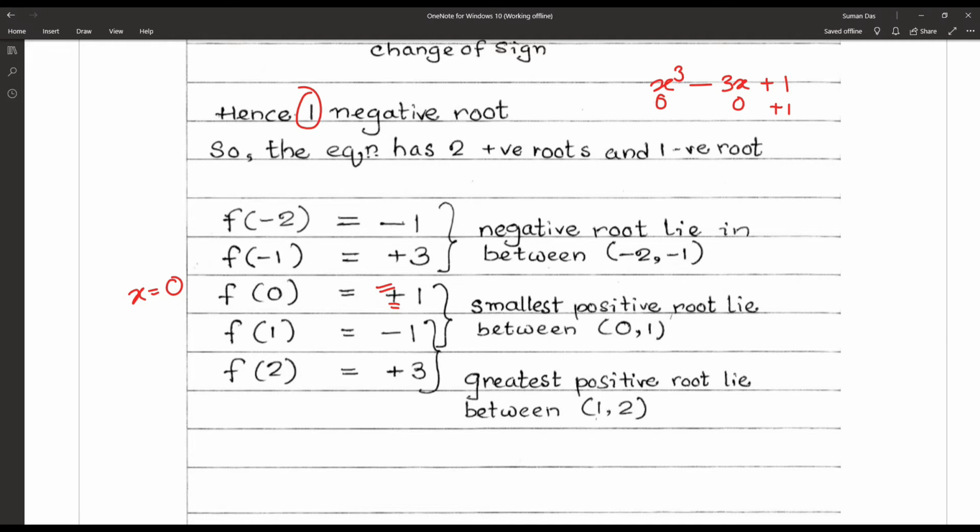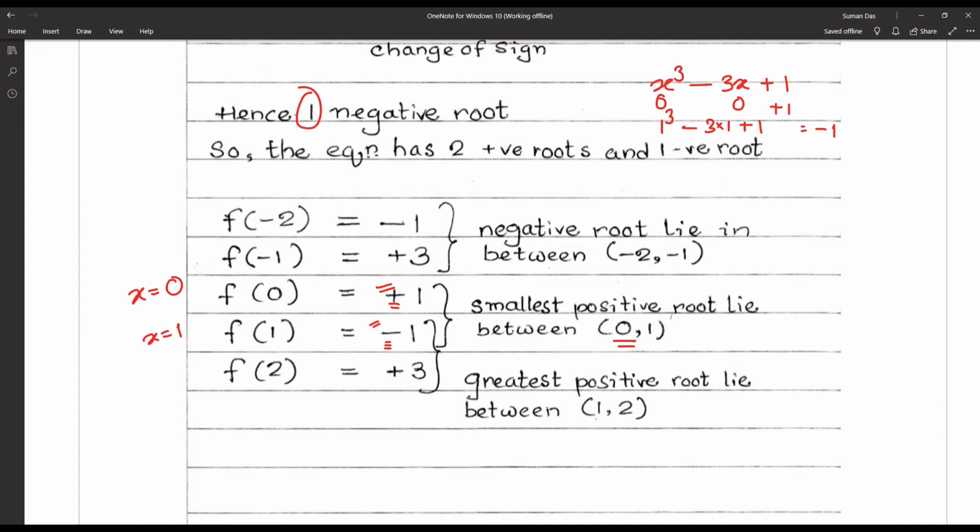That means the value of the function is positive. Now we put the value of x as 1. When we put x as 1, that is 1 cube minus 3 into 1 plus 1, and the result is minus 1. So that means it is negative. So the functions are of opposite sign when x is 0 and 1, so one root must lie between 0 and 1.